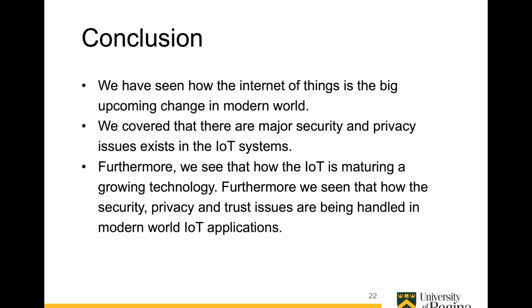Now to conclude, we have seen how the Internet of Things is becoming the big next thing in the world and how it's changing the world around us. Then we covered the major security and privacy issues that exist in IoT systems. Furthermore, we understood how IoT is maturing as a growing technology, and we've seen how security, privacy, and trust issues are being handled in the modern world of IoT applications.